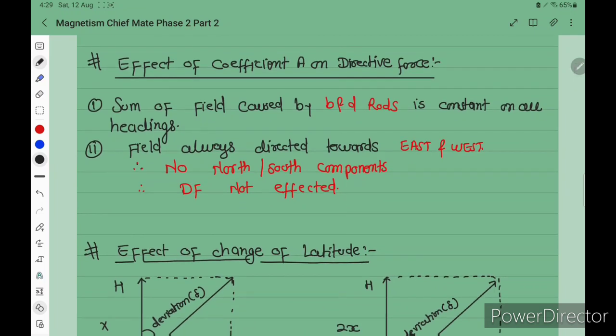Okay. Now, the effect of coefficient A on directive force. The sum of the field caused by B and D rods is constant on all headings. The field is always directed towards the east and west, so there are no north-south components. So DF will not be affected.